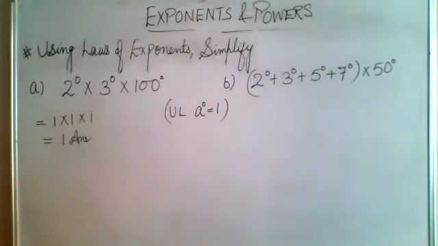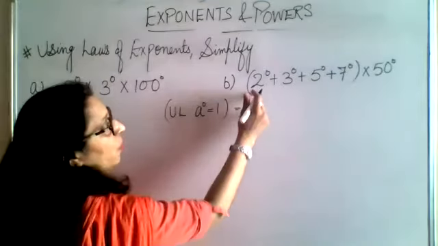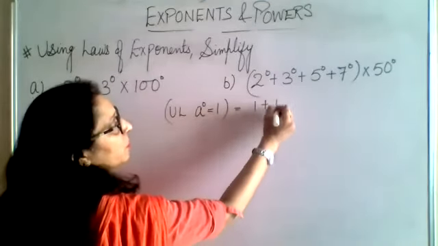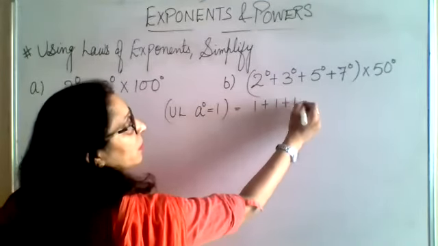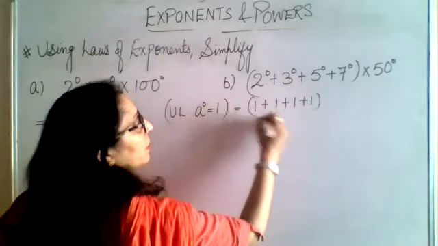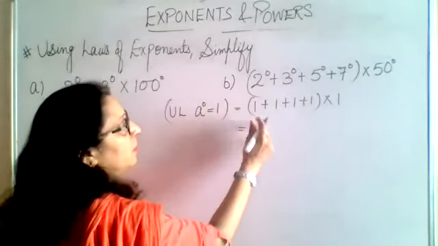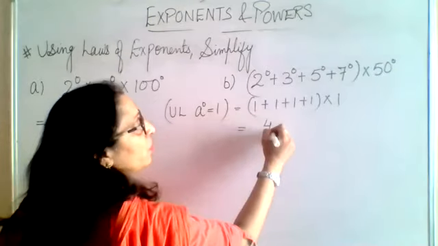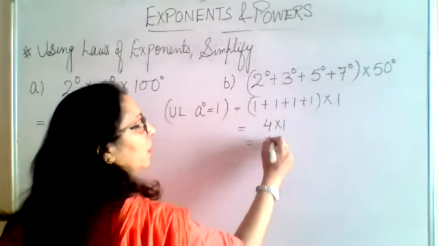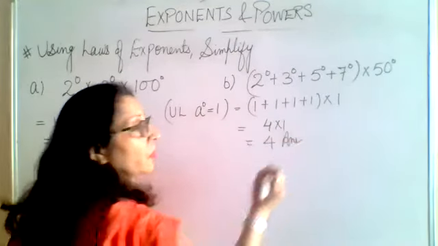And here, 1 plus 1 plus 1 plus 1 multiplied by 1. So 1 plus 1 plus 1, 4 into 1, and your final answer will be 4 only.